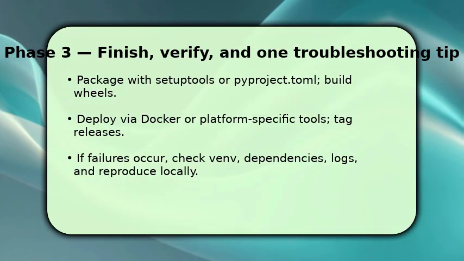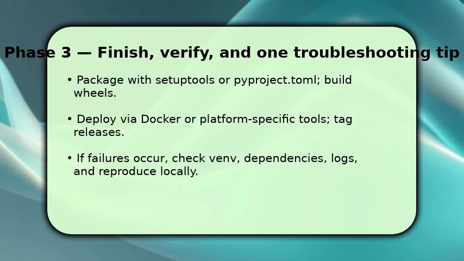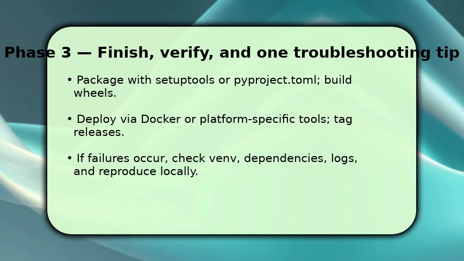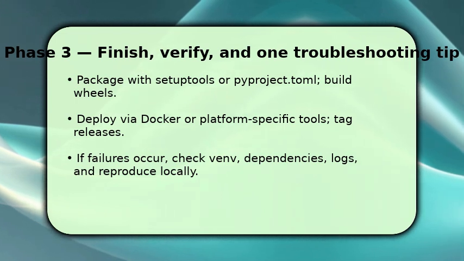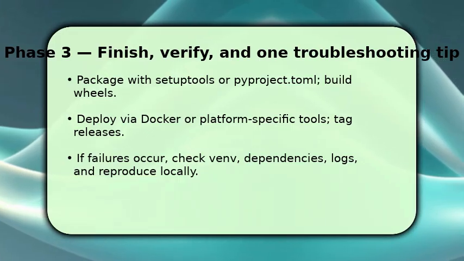If something breaks, start by reproducing the issue locally. Check the active virtual environment, pin dependency versions, and inspect runtime logs for tracebacks. One key tip: run the same command locally that CI runs to isolate differences quickly.